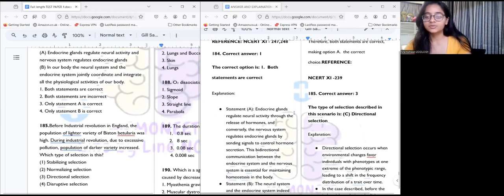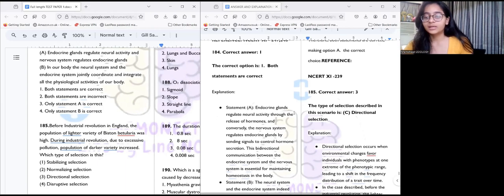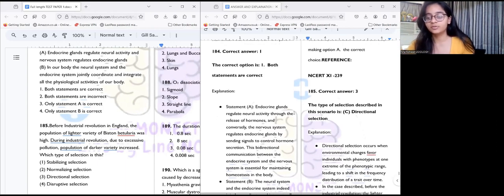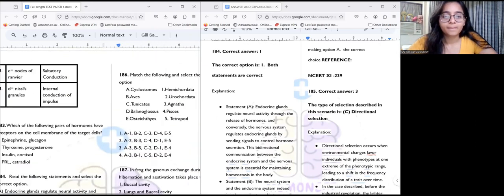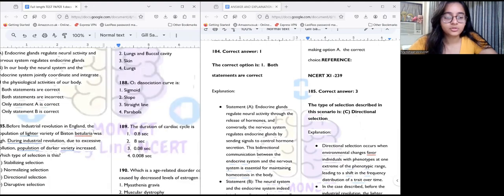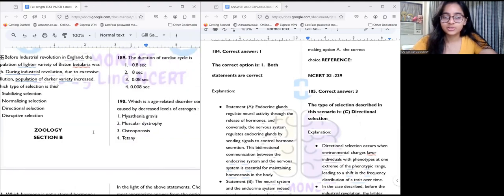Directional selection occurs when the environment changes and favors individuals with one phenotype, an extreme of the phenotypical range, leading to a shift in frequency. So it's a directional change. Moving on to our section B for zoology.